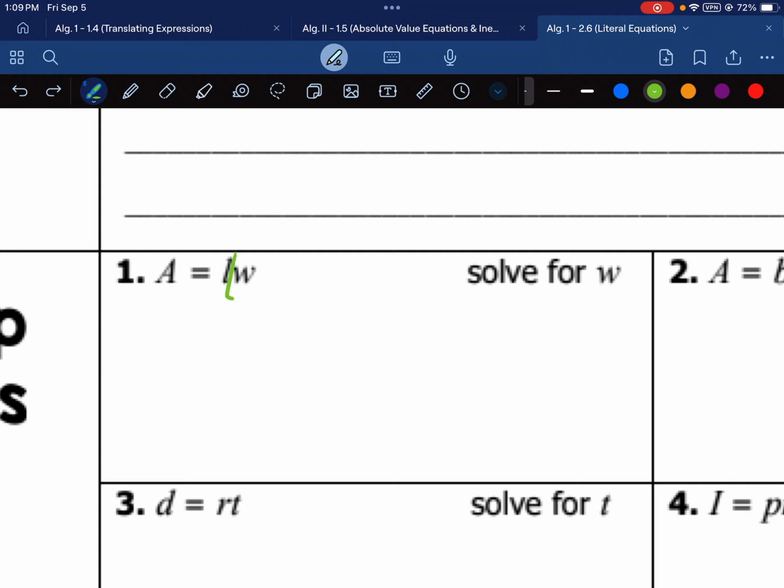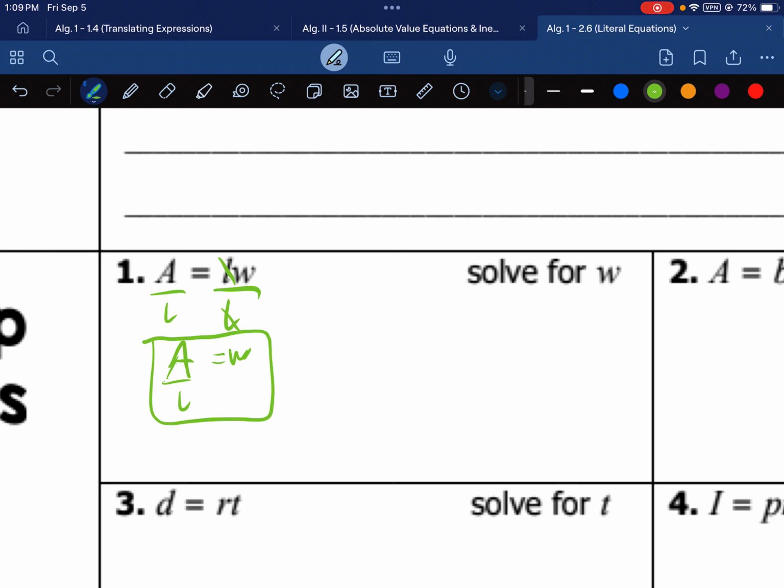And so we ask ourselves a question, what's happening to w? W is being multiplied by L. How do we undo the multiplication? We divide by L. And L divided by L is 1, and we get W. And if we divide one side by L, we have to divide the other side. And then we ask ourselves a question, do I know what A divided by L is? And the answer is, I sure don't. So I'm just going to write A divided by L. And W is by itself. That's all the math we can do, so we're done.